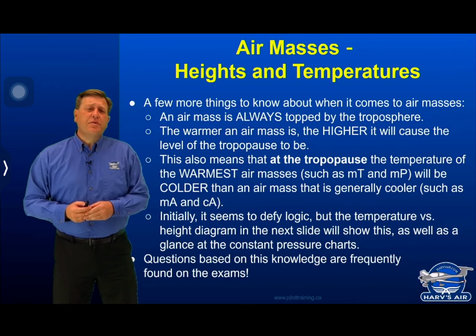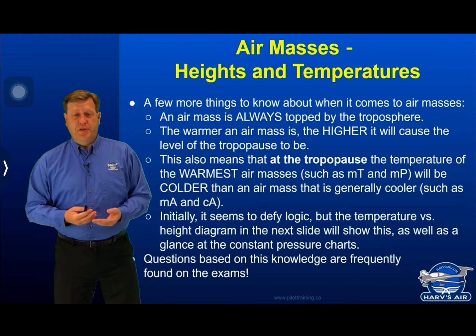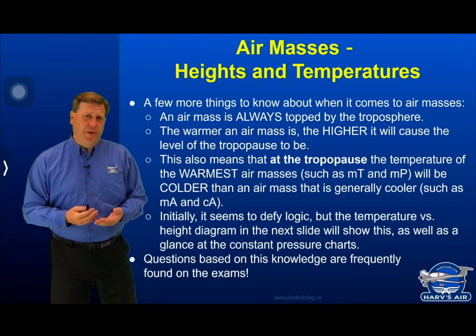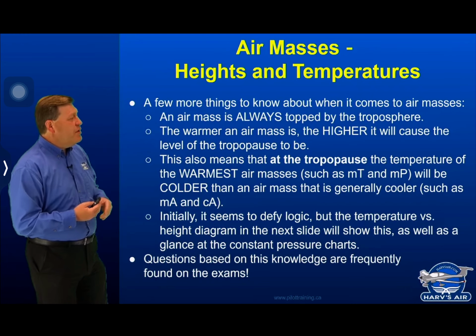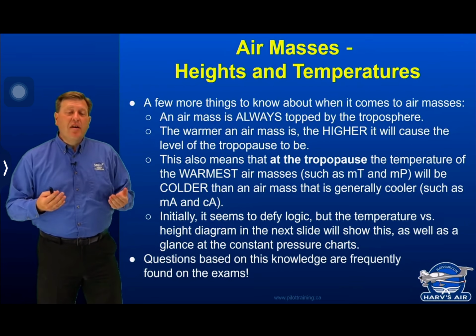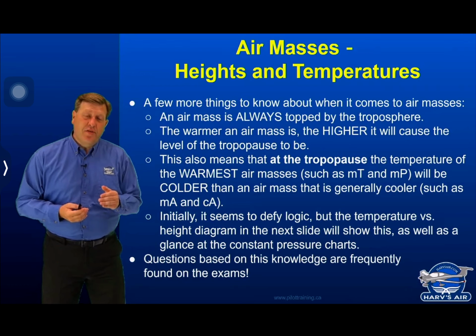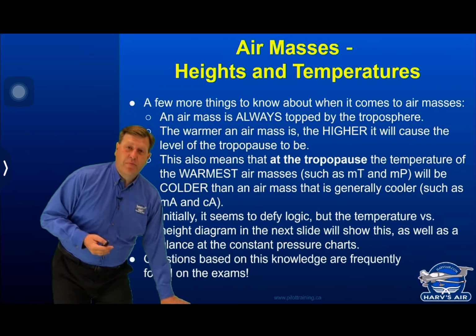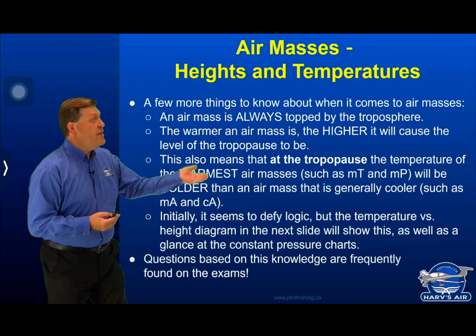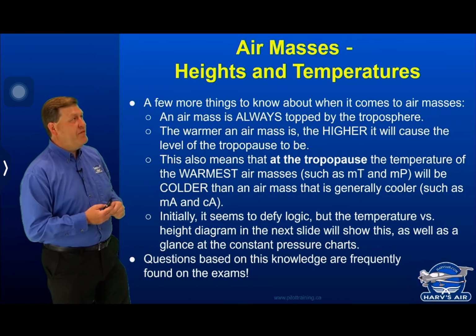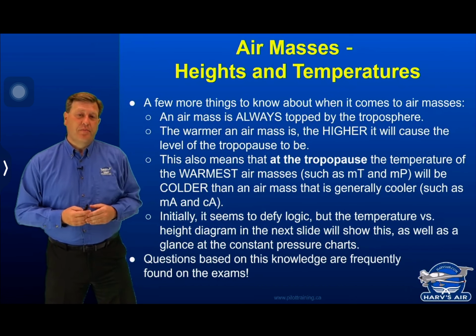Now, when it comes to air masses and their heights and their temperatures, it is good to know a little bit about this. First off, when it comes to air masses, an air mass is always topped out at the troposphere. Remember, it's going to go from the surface of the Earth, so down here, but then that air mass is going to exist up through the atmosphere. And that air mass is going to be topped at the troposphere.